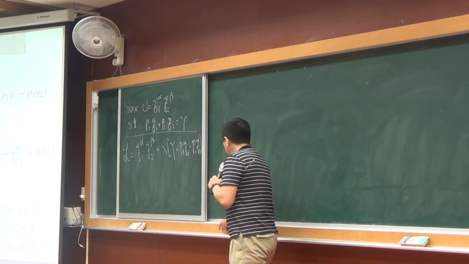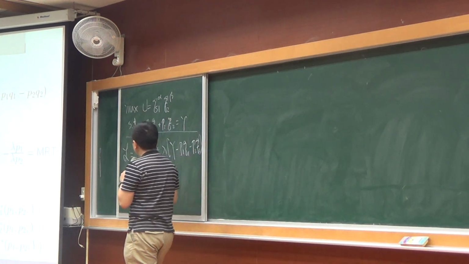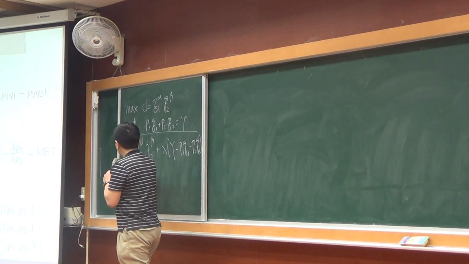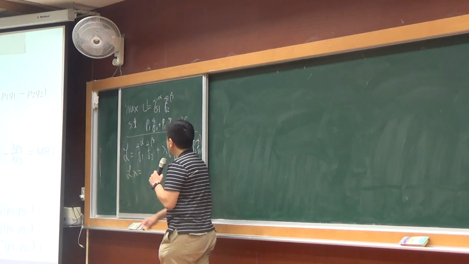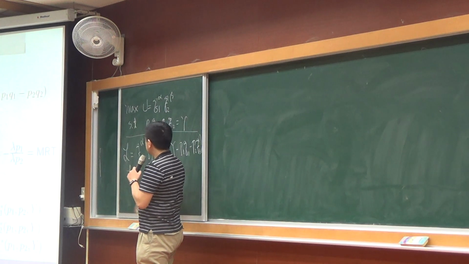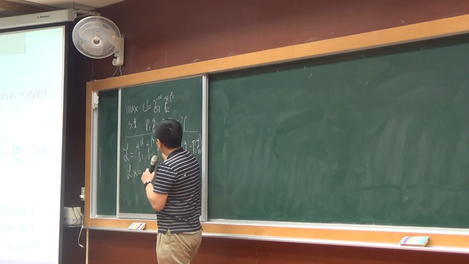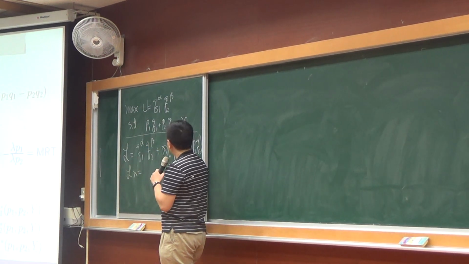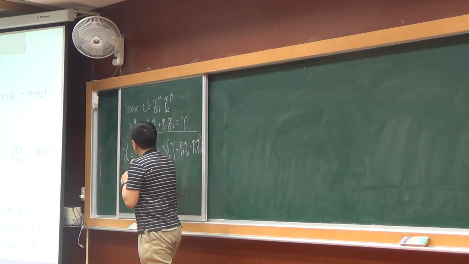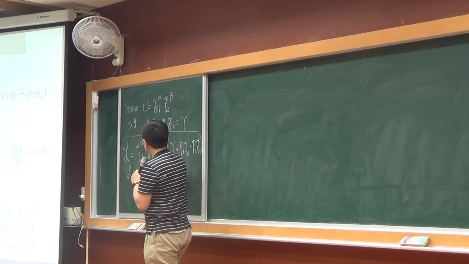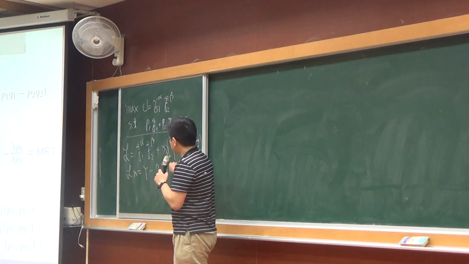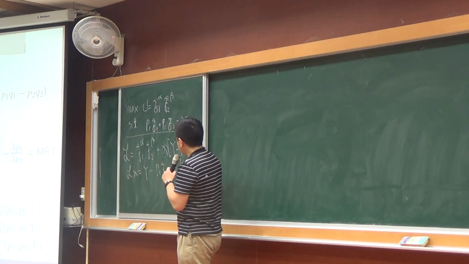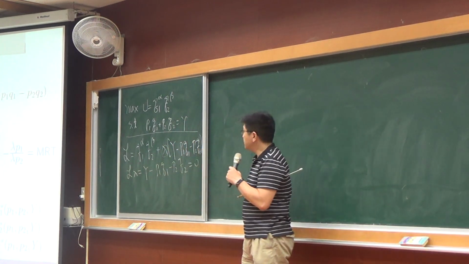Alright? And the first order conditions. Partial Lagrange, partial lambda, we have lambda here. And the result would be Y minus P1 Q1 minus P2 Q2. We set it to 0.